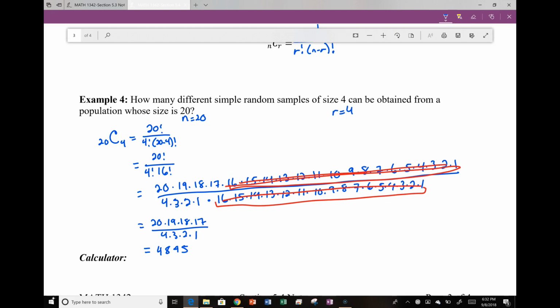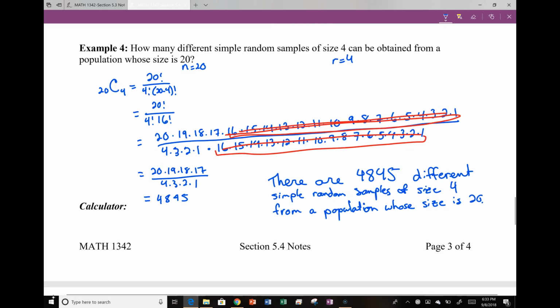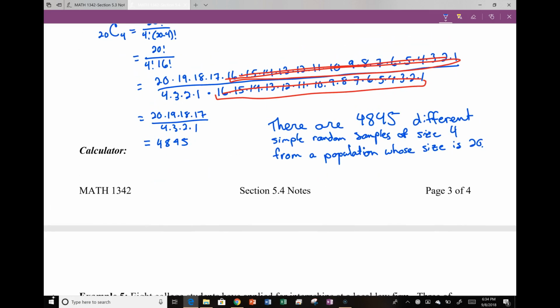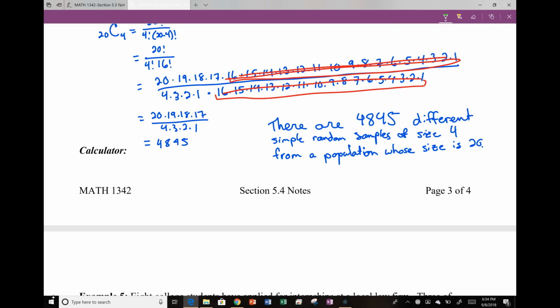And so we notice that in this particular case, we actually have fewer items because we're looking at combinations and not permutations. So again, there are 4,845 different simple random samples of size 4 from a population whose size is 20. Now I just want to look at something quickly so that I can illustrate a little bit more about the permutations versus the combinations.